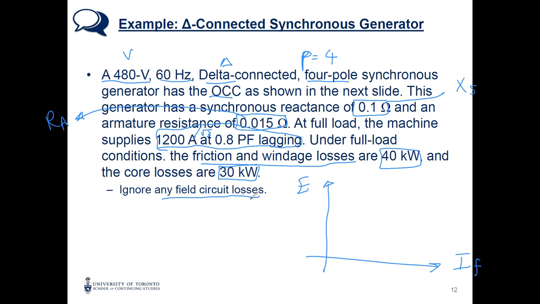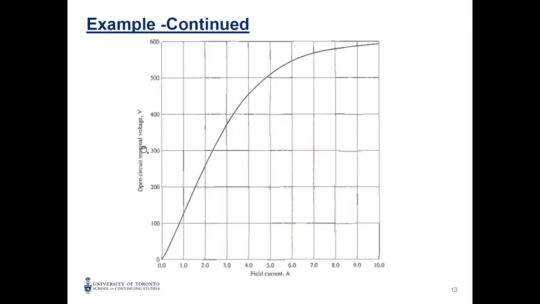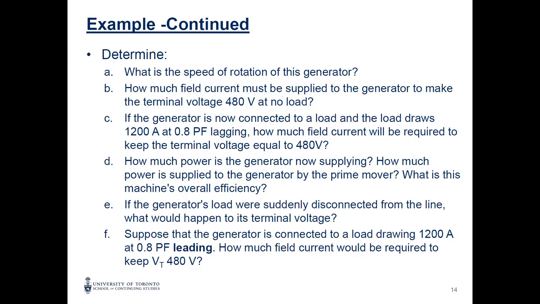Okay. So for this problem, now we have everything. In the next slides, we will see the requirements and the open circuit characteristic. So this is the open circuit characteristic, the voltage, and this is the field current. Okay. This is the list of the things required from this problem.